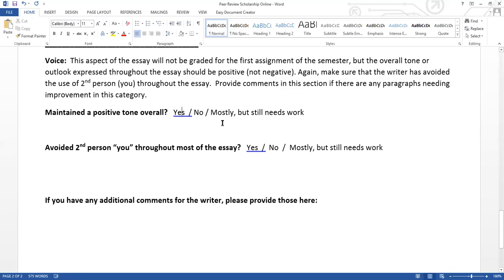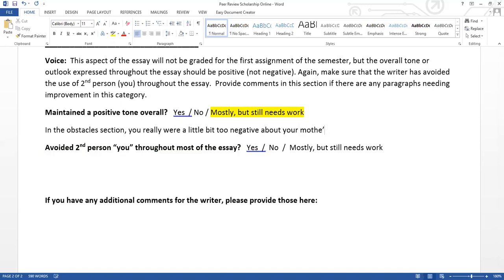If you highlight no or mostly still needs work, please make a comment underneath and let them know why you selected that. So if they did not maintain a positive voice overall, and I said mostly but still needs work, if I highlight that one, I need to tell them why. In the obstacles section, which is usually where this comes up, you really were a little bit too negative about your mother's issues with substance abuse or whatever it is. I'm just giving you an example here. Just give them a brief statement.